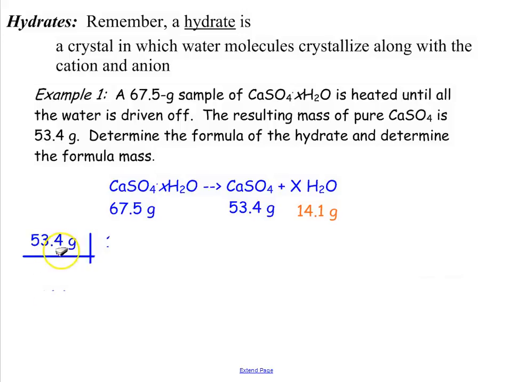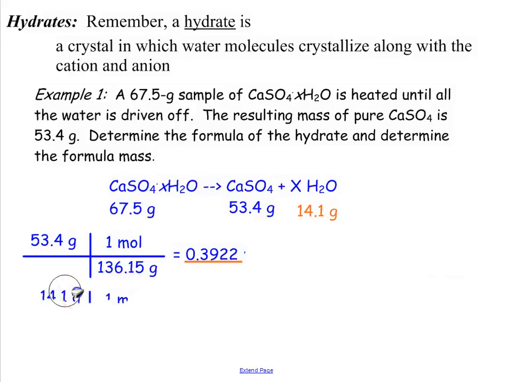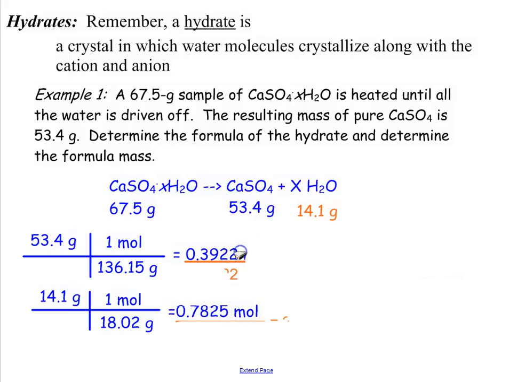So I have my 53.4 grams of calcium sulfate, and I find how many moles that is. That's the molar mass of anhydrous calcium sulfate, CaSO4. I know I have 14.1 grams of water, and I'm going to figure out how many moles that is. So now I know there were, in my original CaSO4·xH2O, 0.3922 moles of calcium sulfate and 0.7825 moles of water.